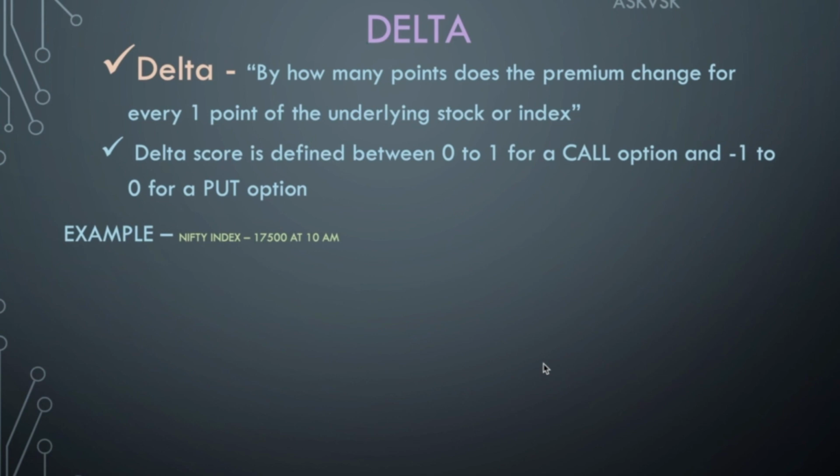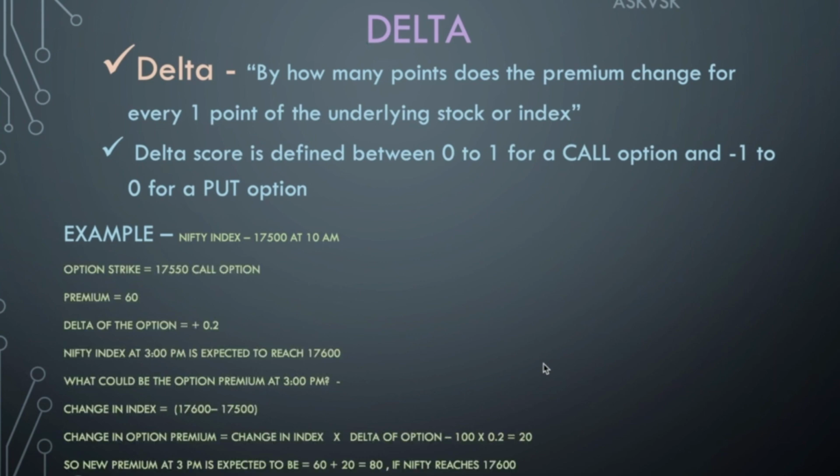We are going to look at the Nifty index, which is currently trading at 17,500 at 10 a.m. in the morning. Okay, and we are going to calculate the option premium at, say, 3 p.m. in the evening if the delta score is some number, like say 0.2. In that case, what would be the option premium if the Nifty index moves up and closes at say 17,600? In that case, what would be the new price of the option premium?